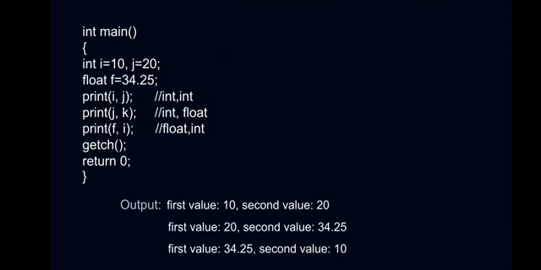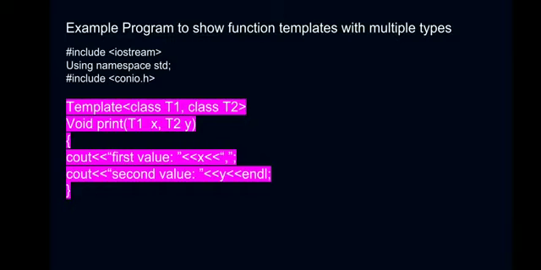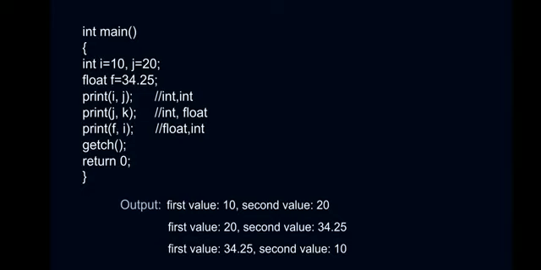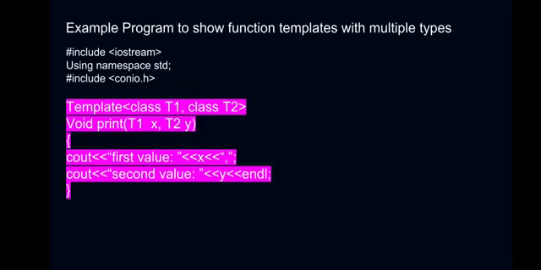Now this is the main function where I have taken i, j as integer values and f as a float value. When I call the first print function, I have sent i and j. i, j are both integers. So here T1 is replaced with integer, T2 also is replaced with integer. When I am calling the function, the types of the variables I am using will be defined for T1 and T2. Here when I call print with i, j, that is integer and integer, T1 is replaced with integer and T2 is also replaced with integer.